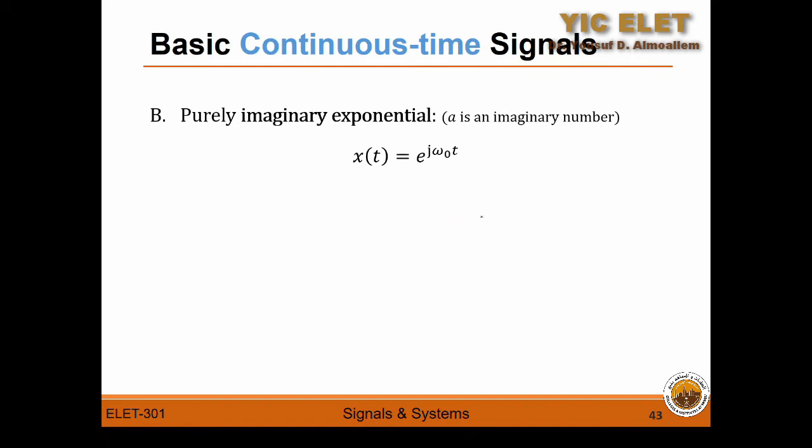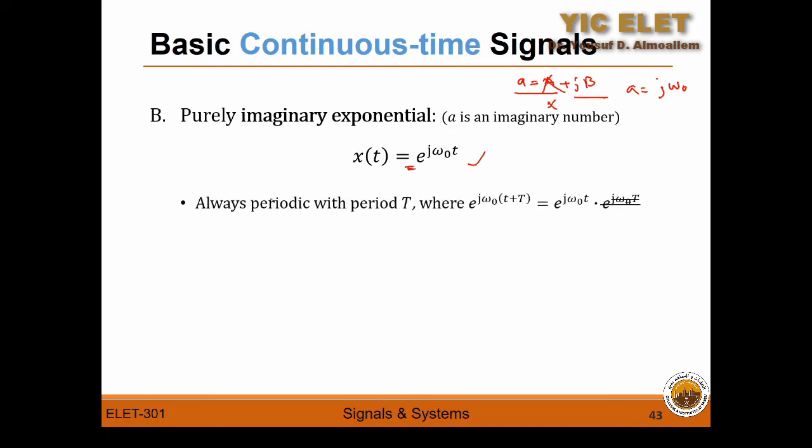Now, if we consider a equal to a plus jb, we consider that it is purely real in the first case. Now let's consider it is purely imaginary, so there is no real part, it's just imaginary, so there is no a. In this scenario, we write a equal to j omega, not just b, we write j omega. And as you can see here, we just neglect the c.